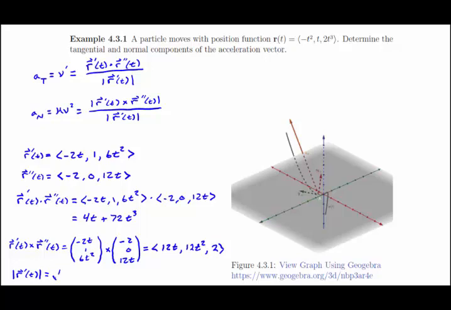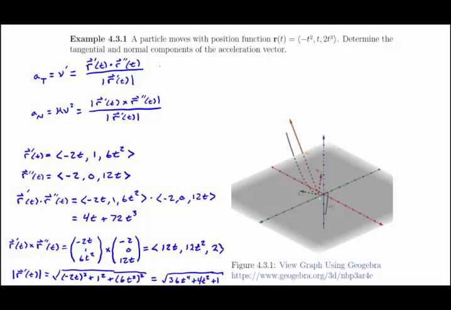So that's going to be the square root of negative 2t quantity squared plus 1 squared plus quantity 6t squared all squared, which equals the square root of, I'm going to do this highest degree first, 36t to the 4th plus 4t squared plus 1. And I don't believe this factors, so we're going to leave this just as it is.